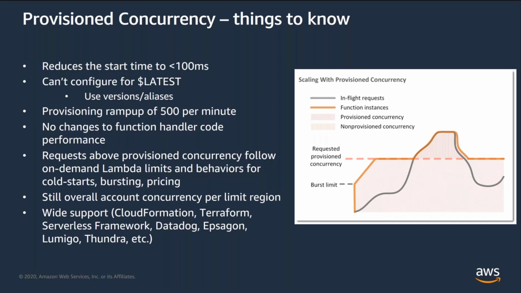Provisioned concurrency is also in AWS tools like CloudFormation and SAM, and in partner tools like Serverless Framework, Datadog, and Thundra. So it's broadly supported in tools and services you might already be using.